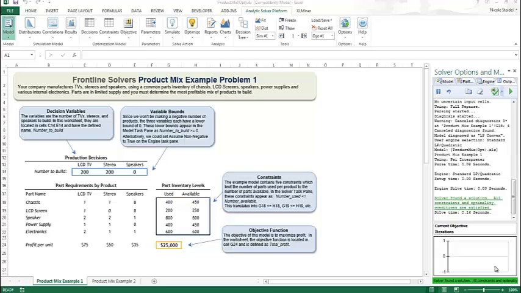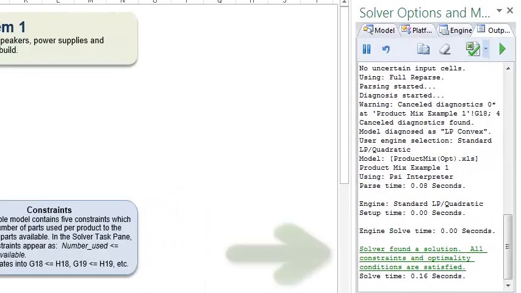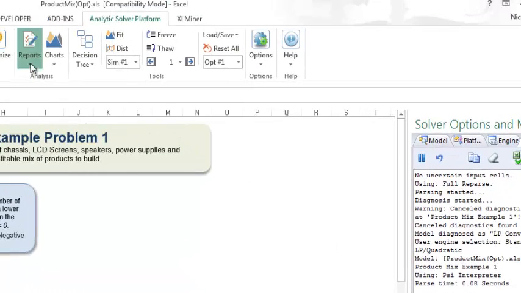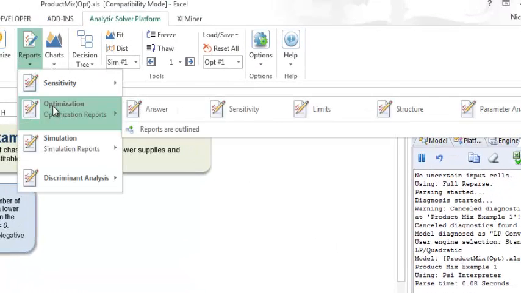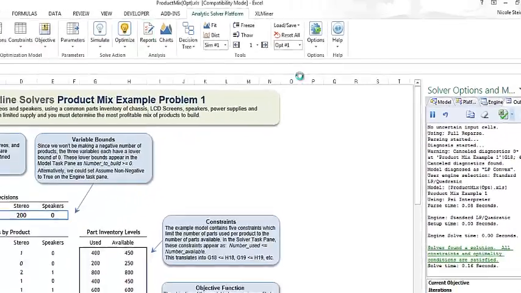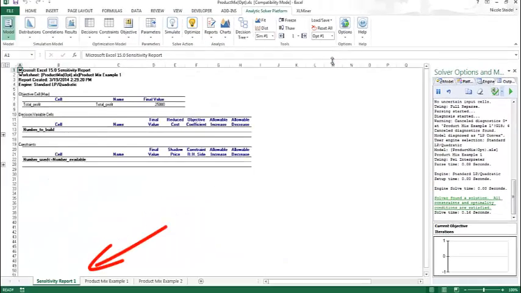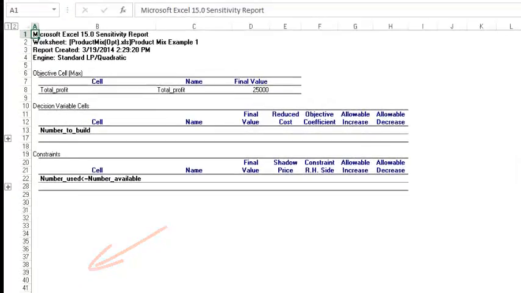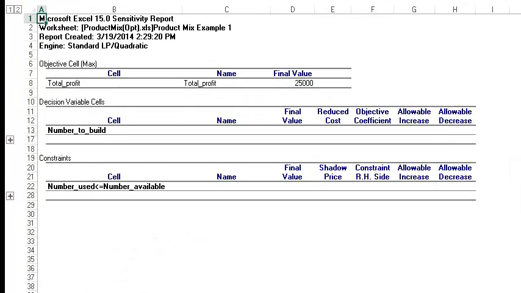Welcome to this video that discusses Analytics Solver Platform's Sensitivity Report. After Solver has found a solution to a model, the Sensitivity Report will be available under Reports, Optimization. When sensitivity is selected, Solver will produce a report that provides classical sensitivity analysis information for both linear and nonlinear programming problems, including dual values and range information.